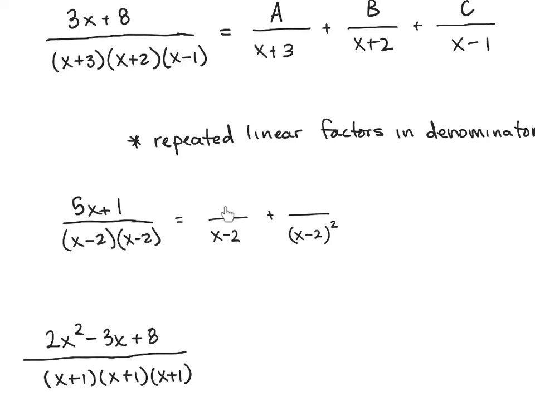Now, it is still true that the numerator needs to be 1 degree less than the actual degree of the factor itself. So this factor is still a degree 1 polynomial, so the numerator would be a degree 0 or just a constant. And same thing here, this factor is still a degree 1 factor. I know it's repeated here twice with this exponent, but the factor itself is degree 1, and so the numerator just needs to be a constant of degree 0. So this would be the form of the partial fractions when you have repeated linear factors.